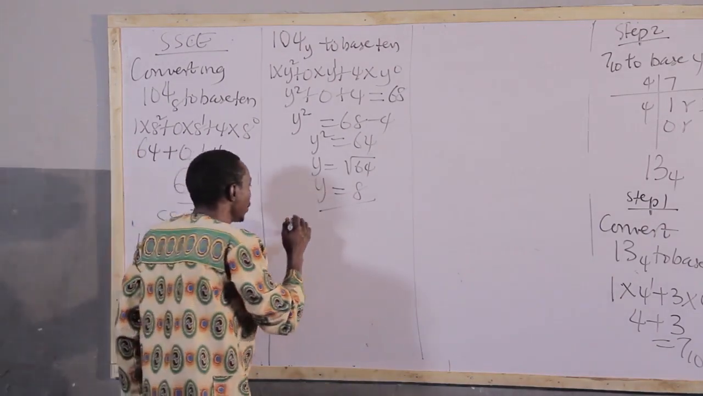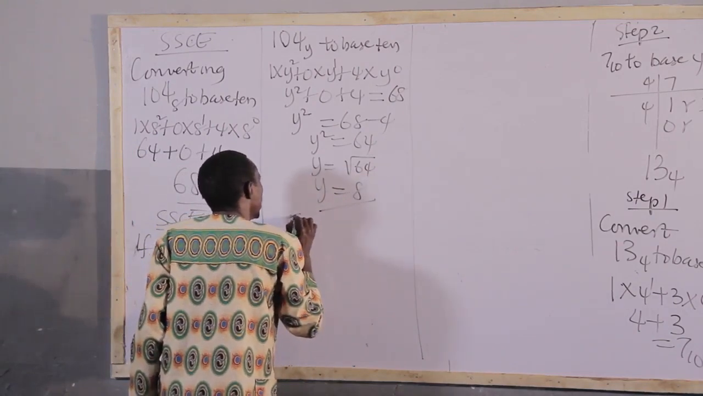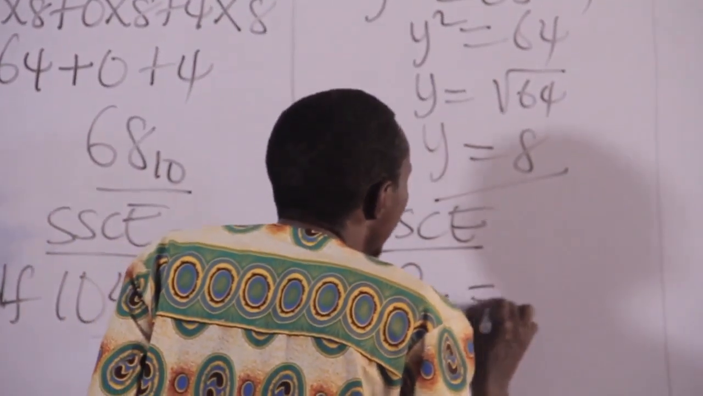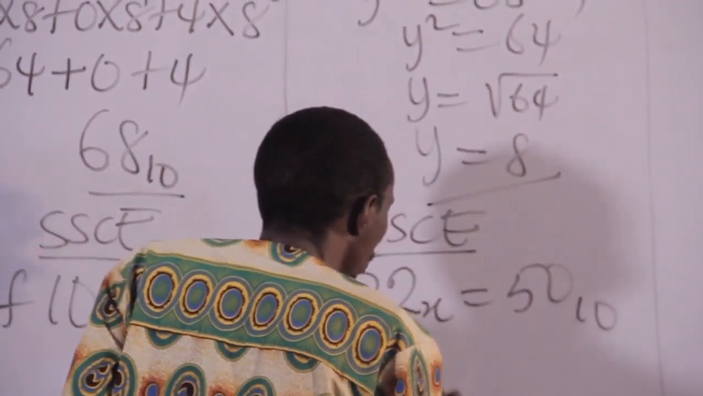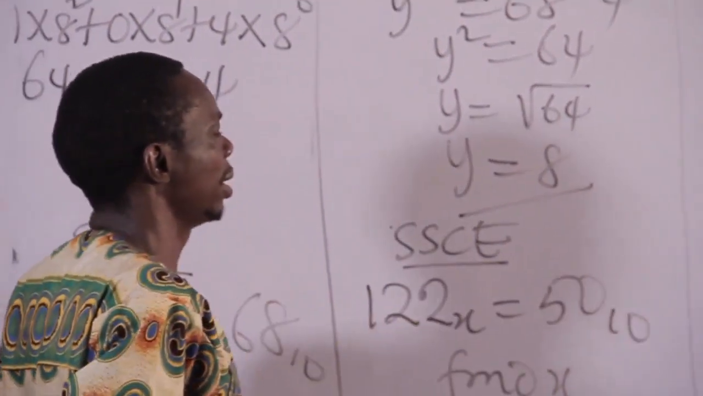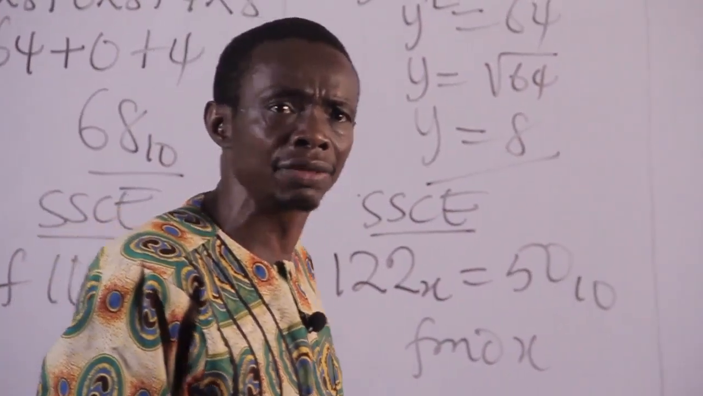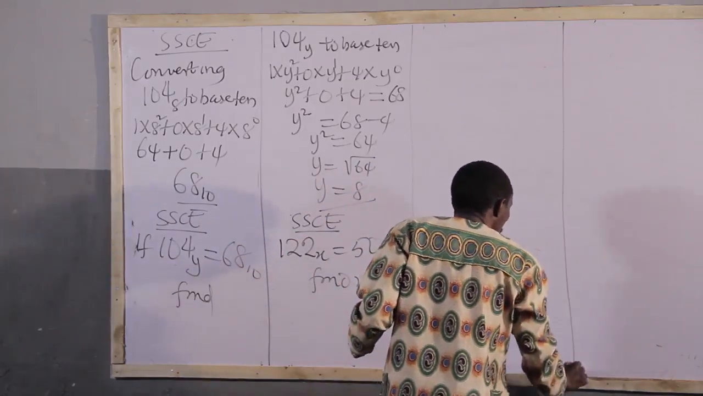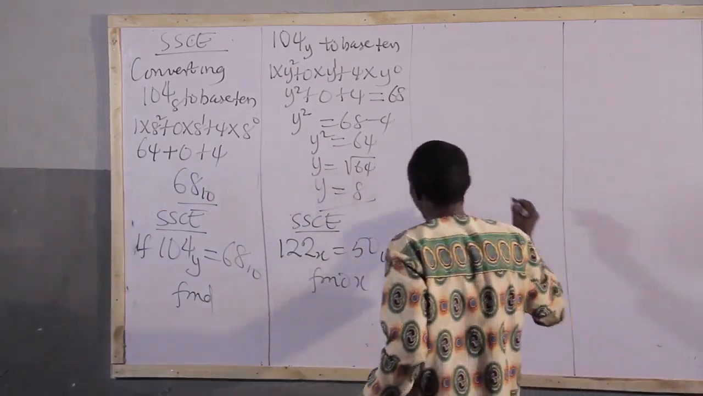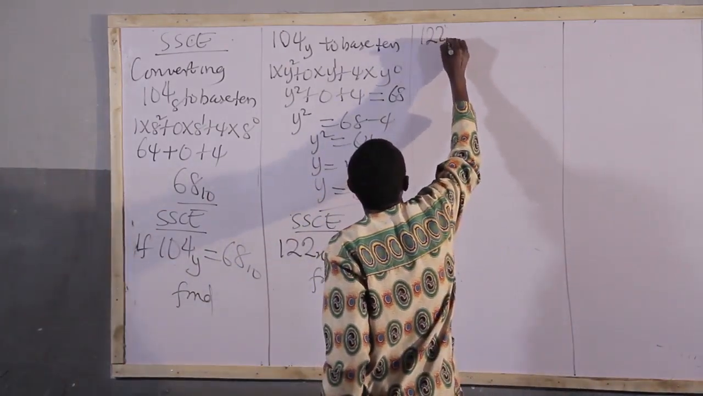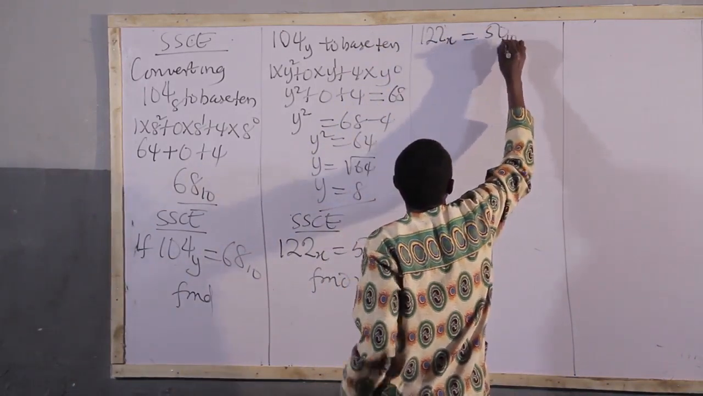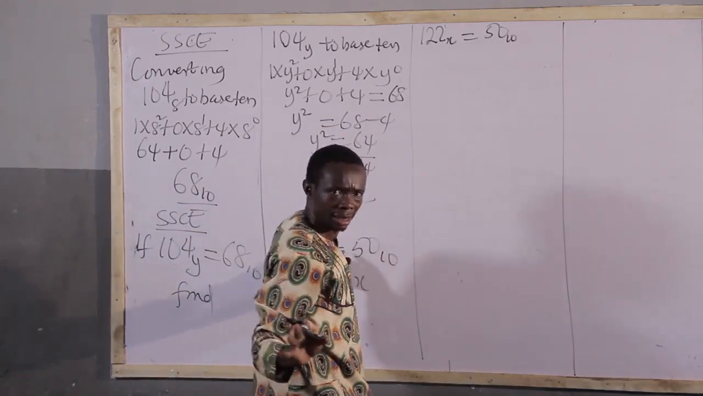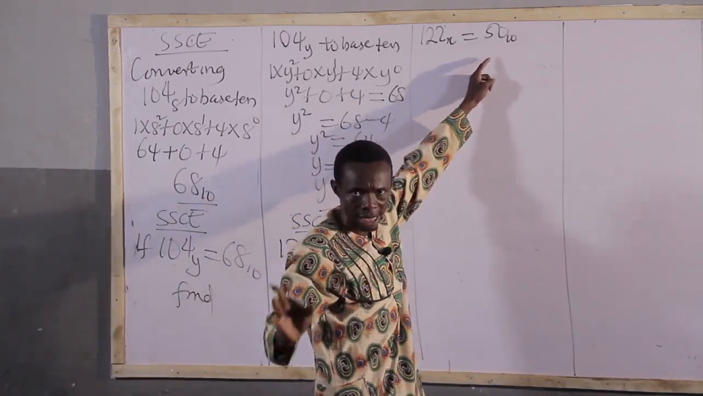This is another SSC question. They said 122 base s is 50 base 10. We have to find s. To find s, we expand to the power of the base. I convert all the numbers on the left-hand side to base 10 and equate it to 50 base 10.